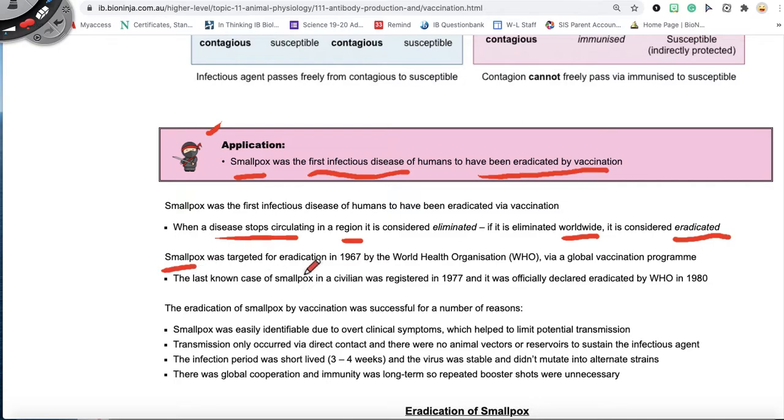So smallpox was targeted for eradication in 1967 by the World Health Organization, and they started a global vaccine program. We know that the last known case of smallpox in a civilian was in 1977, and the disease was eradicated by the World Health Organization in 1980.